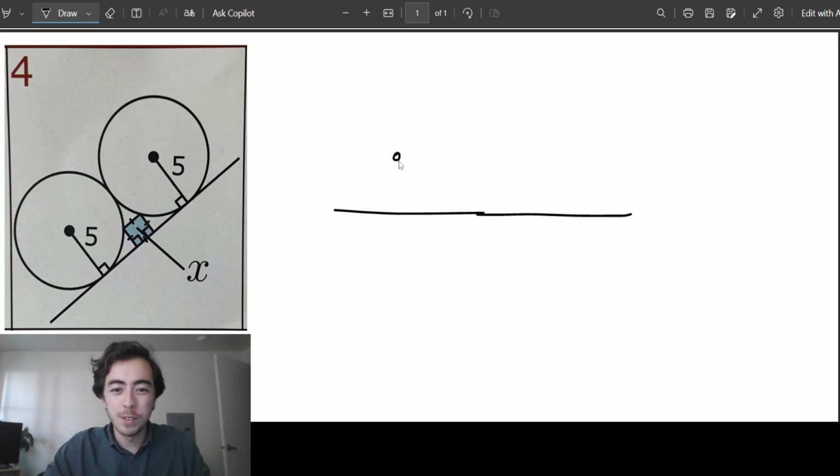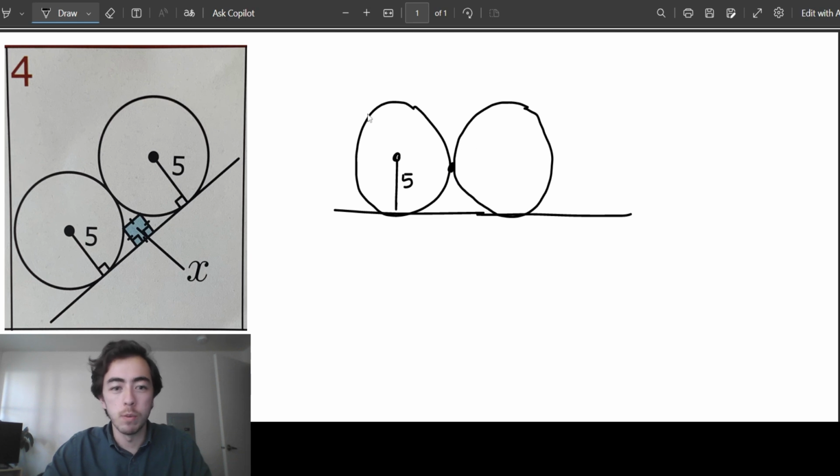We have two circles, both of which have a radius of 5. And between them, it looks like the circles are supposed to be tangent to each other right here, just barely touching at one point. Also, that one point should be at the same height as the centers of the circles, so it should look a bit more like that.